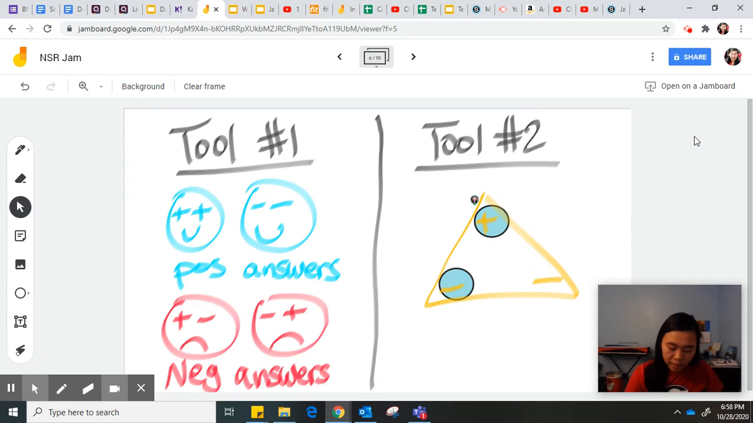If you had a negative number being multiplied or divided by a negative, you're going to use your fingers and cover up those two signs, and your answer is what is left over, so your answer is going to be positive. Or if you had a negative and a positive, your answer is going to be negative. So these are two tools for you: you have the faces and then you have the triangle. Let's do some examples here.